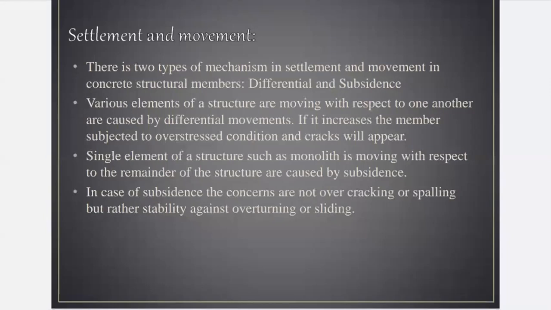There are generally two types of settlements. Various elements of the structure moving with respect to one another are caused by differential movement. If this increases the number of members subjected to an overstress condition, cracks will appear. Suppose you have a slab with continuous freezing action, and also a movement because of heavy load construction. This case generally happens in a bridge or concrete road. Differential settlement and subsidence are always there in a bridge structure.